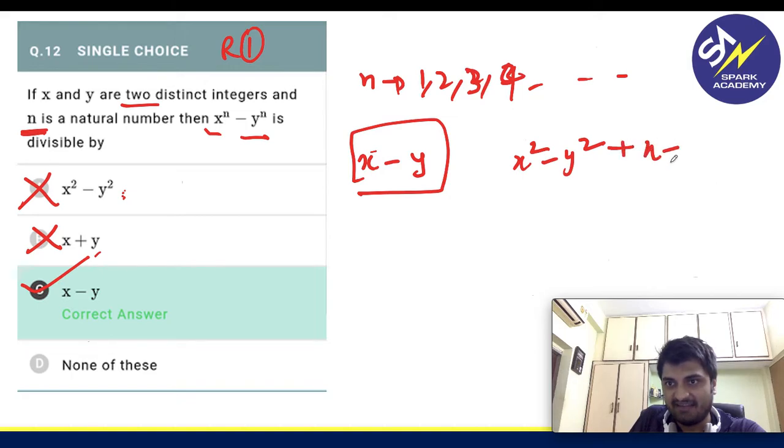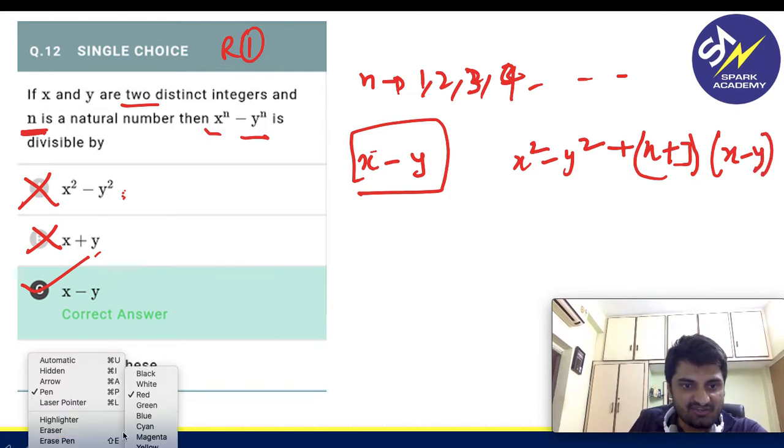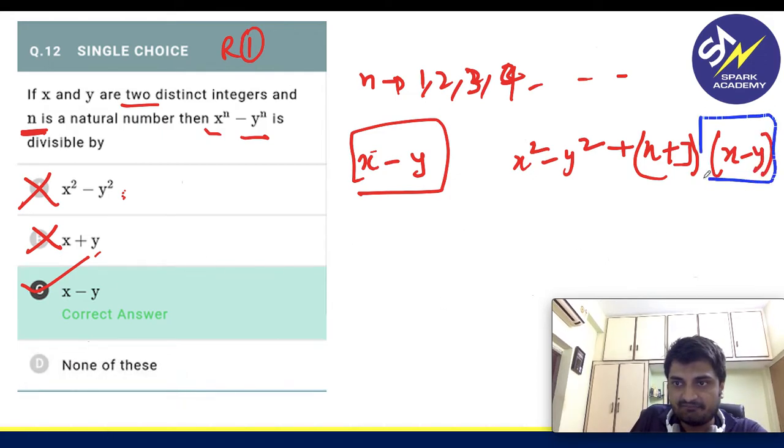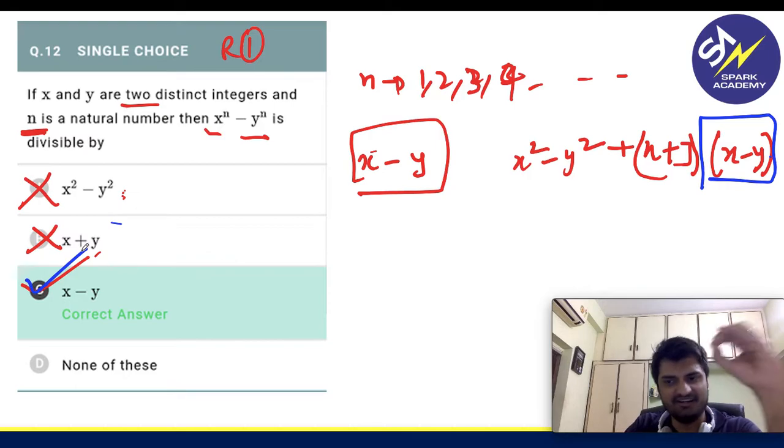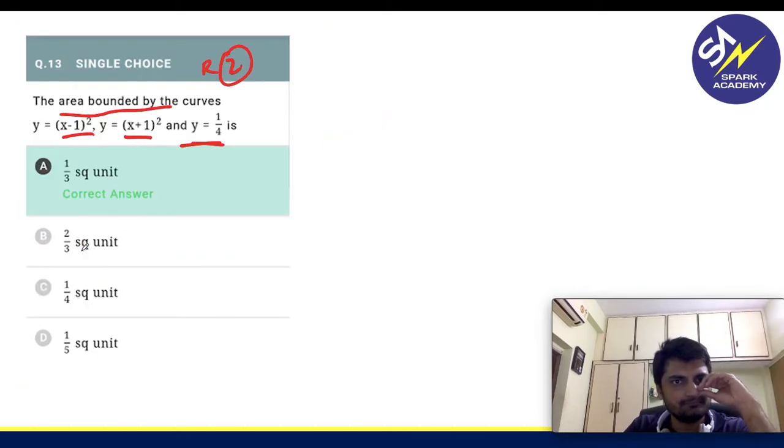Even if you put n value 2, I'm getting x square minus y square. How will I write it? X plus y into x minus y. What does it mean? This x minus y is a factor again, right? So that is also divisible by this. Easy, again, straight, sweet question.